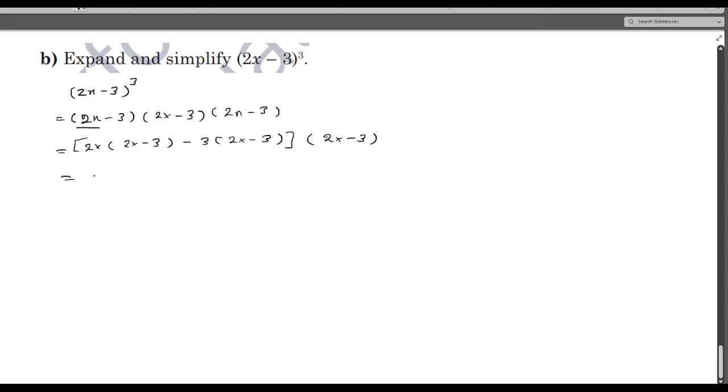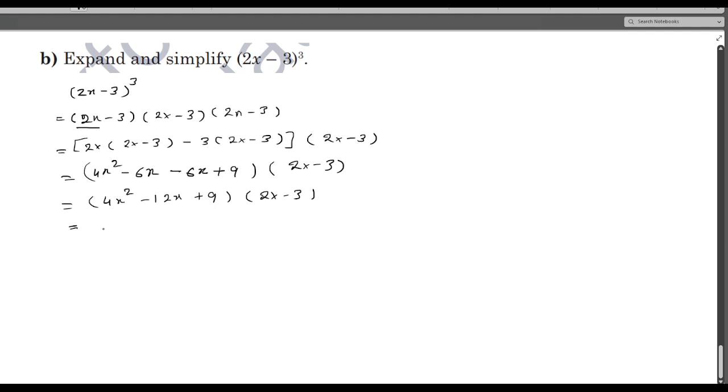So 2x multiplied by 2x is 4x square. 2x multiplied by minus 3 is minus 6x. Then minus 3 multiplied by 2x is minus 6x. And minus 3 times minus 3 is plus 9. And here it is 2x minus 3. So here I get 4x square minus 12x plus 9 into 2x minus 3.